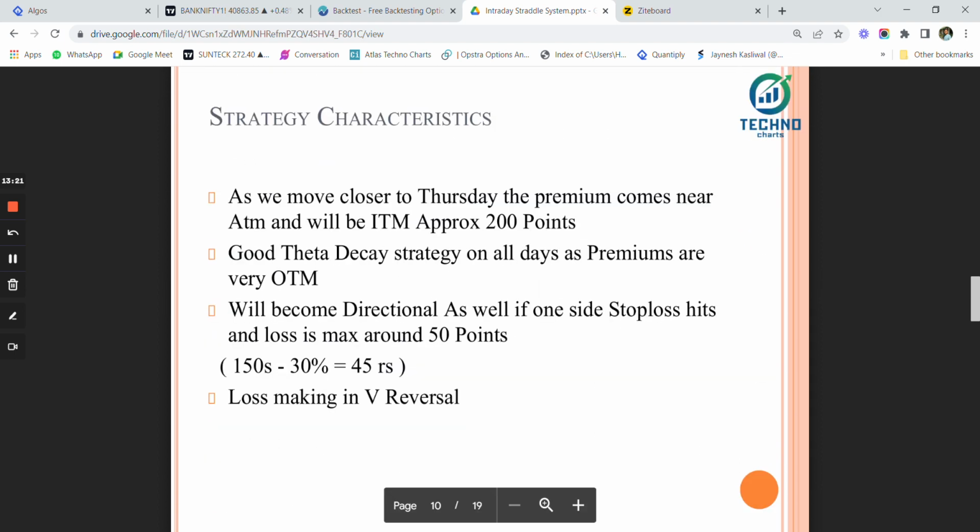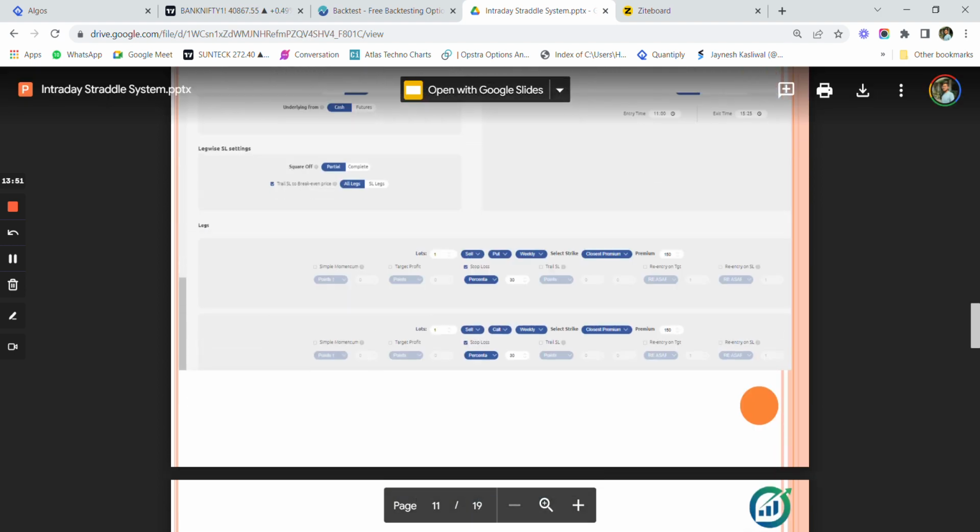The basic characteristics of all the strategies are that we are moving near the at the money strike price as we are coming towards the expiry. All are good theta decay strategies rather than trend following strategies, and mostly they will become directional, but they will not give you that much of a profit in a directional market compared to a sideways market, because we are shorting very small premium options, right, around 100 points, 200 points, 150 points. So this is the setting.